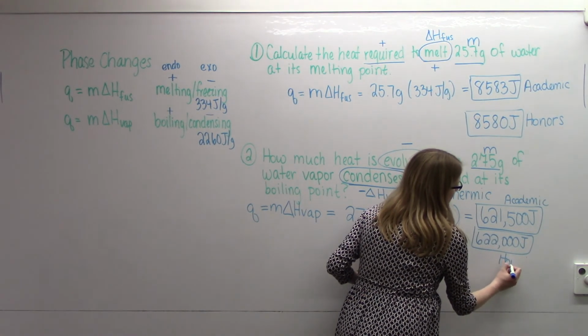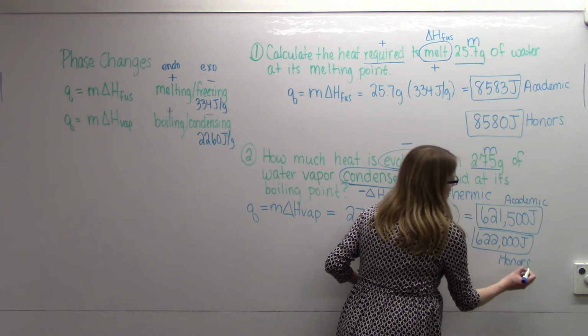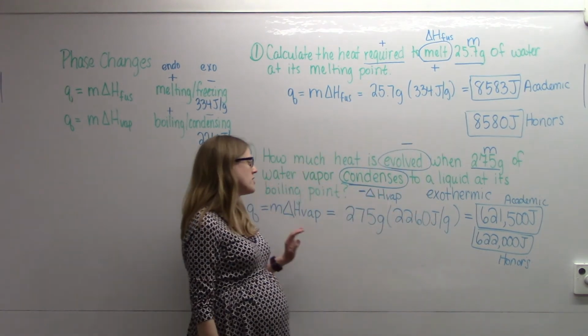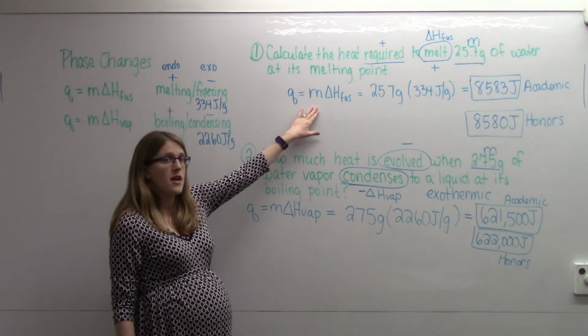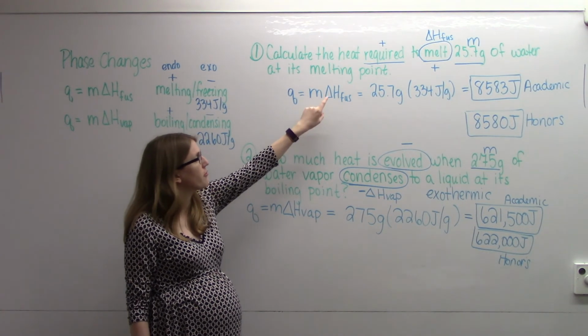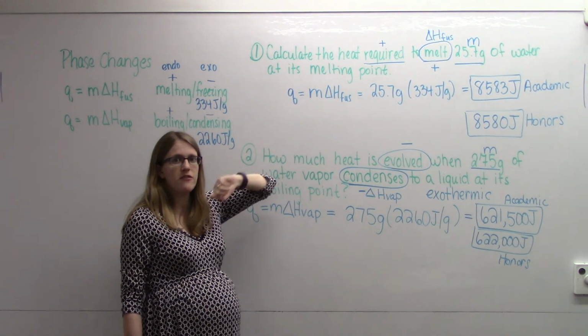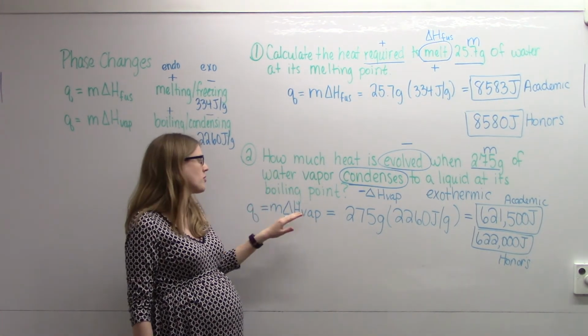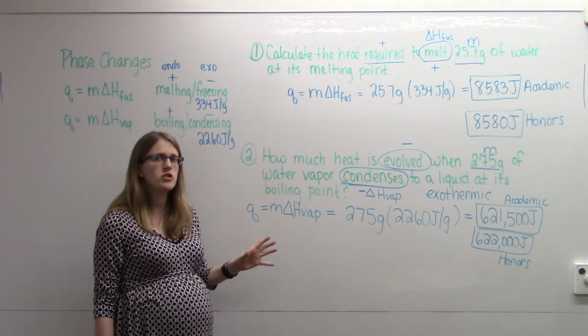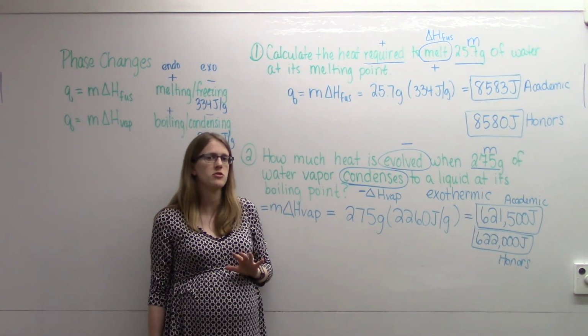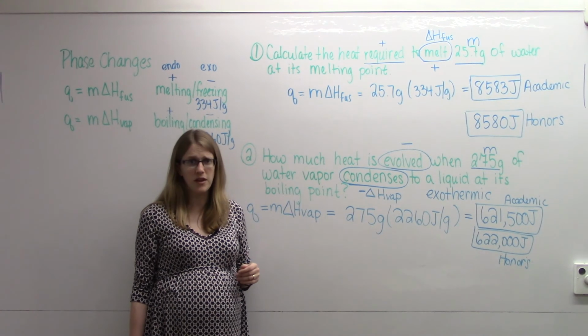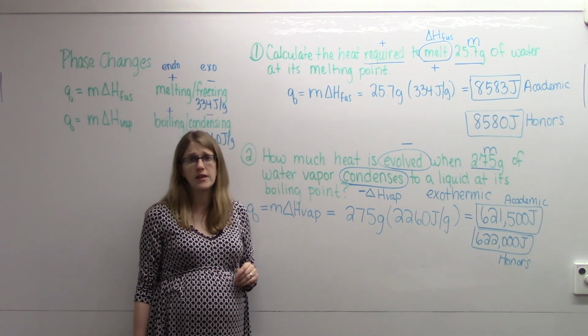What I want you to be very careful with on these problems is figuring out your initial formula. If it's melting or freezing, we use this. If it's boiling or condensing, we use this. If it is not changing phase, but only changing temperature, we're actually going to use a completely different formula that I'm going to show you in the next video.